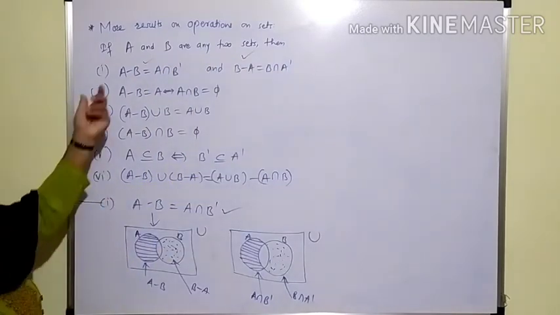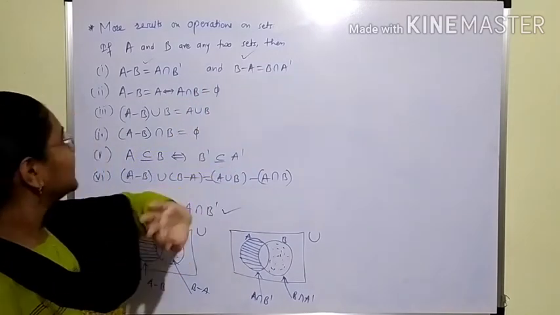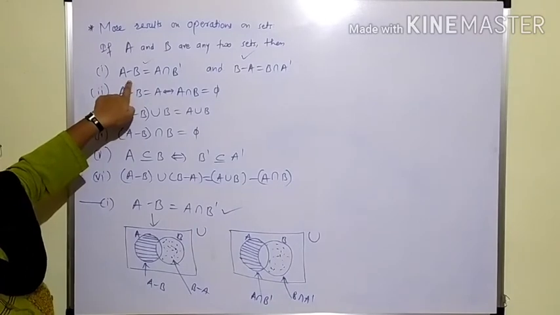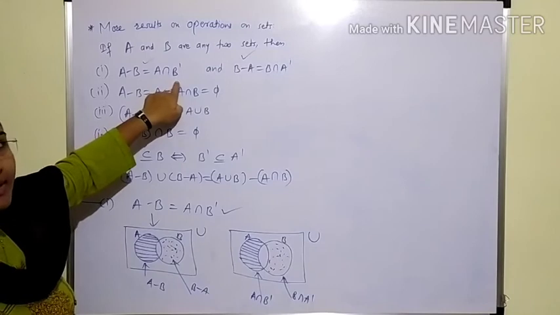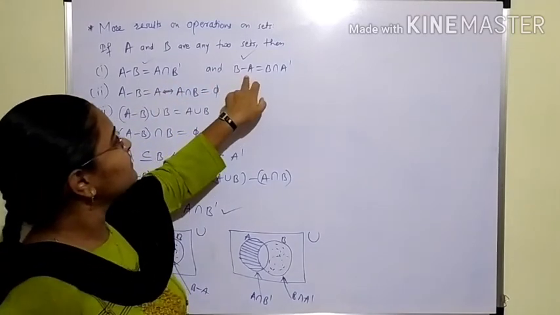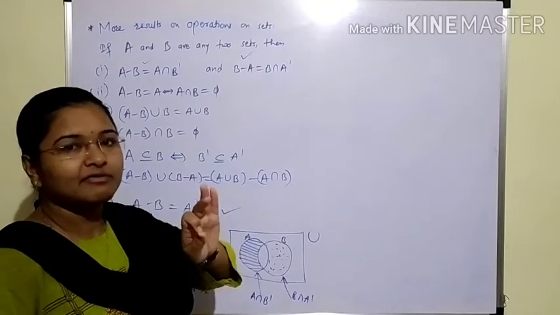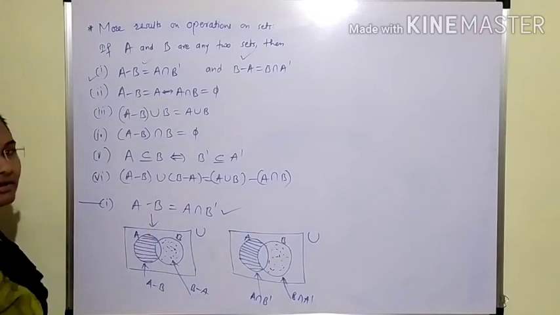Here we have taken the difference between A and B, and here we have taken the difference between B and A. That's why in A minus B we have taken out elements of B, so we have taken B complement here. Now here we have taken out elements of A, so here A complement we have used. Okay, so the first result we have verified.